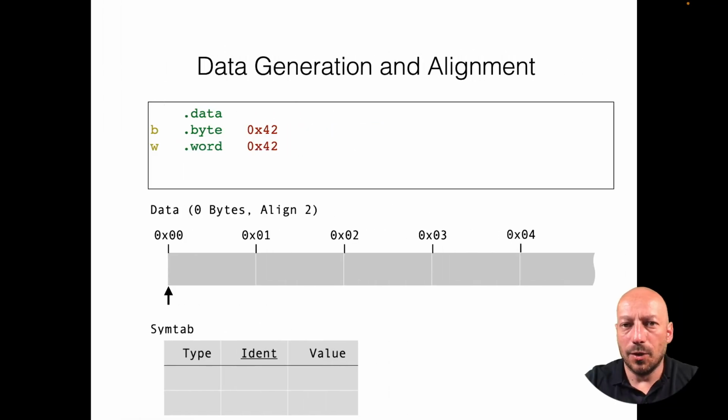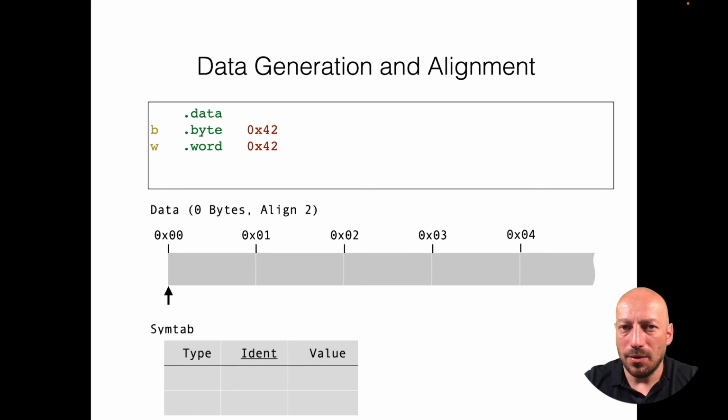On the website, you will also find information about other directives for generating data, like a single byte or a word, 2 bytes, and how the assembler is taking care of alignment restrictions. And in the example here, you will see maybe that the symbol table contains in the end some values that you might not have expected.